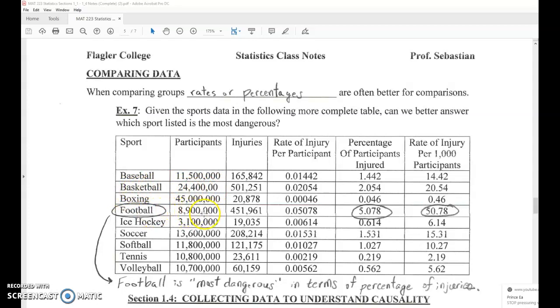So when the injuries are pretty close and you have that many more basketball players, it seems like football is going to be, quote, more dangerous. And again, if we're looking at most dangerous in terms of injuries, we should look at it in terms of percentage of injuries or rate of injury per so many participants. In this case, this table gives 1,000 participants. Here you can clearly see that the percentage of participants injured is about 5% in football, whereas in basketball it's only about 2%. So in that sense, football is most dangerous.